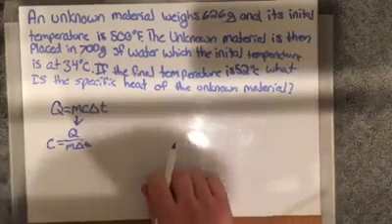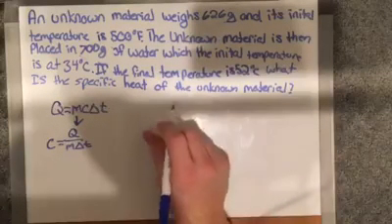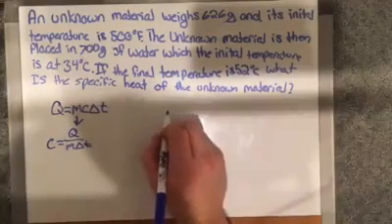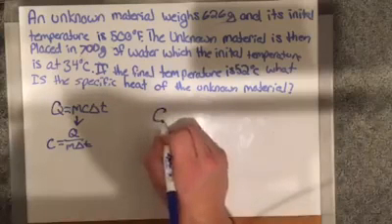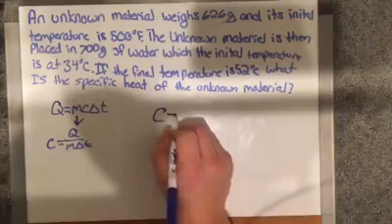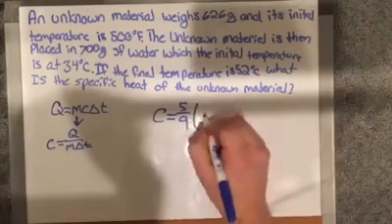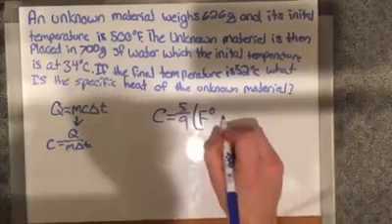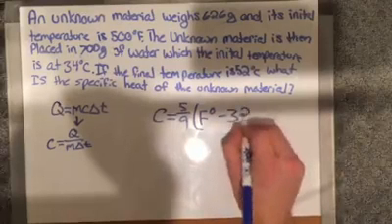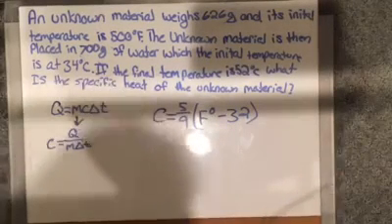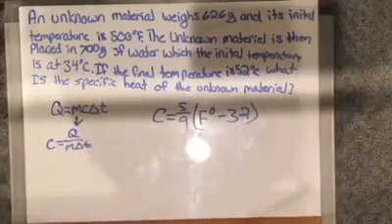The last equation that we're going to need for this one is to change our degrees Fahrenheit to degrees Celsius. So we're going to have C, which equals Celsius, equals 5 over 9 times Fahrenheit minus 32. These are just going to be the equations that we're going to need in order to solve this problem.